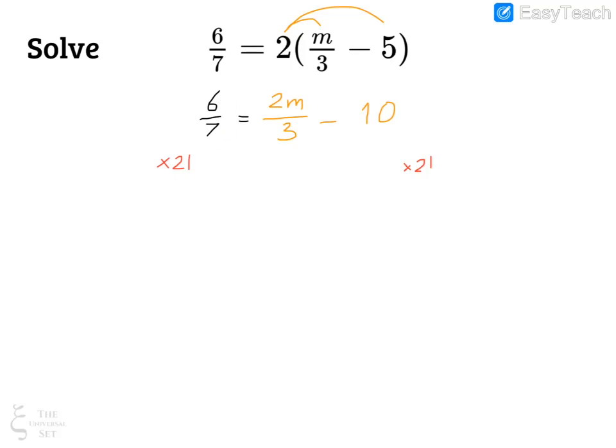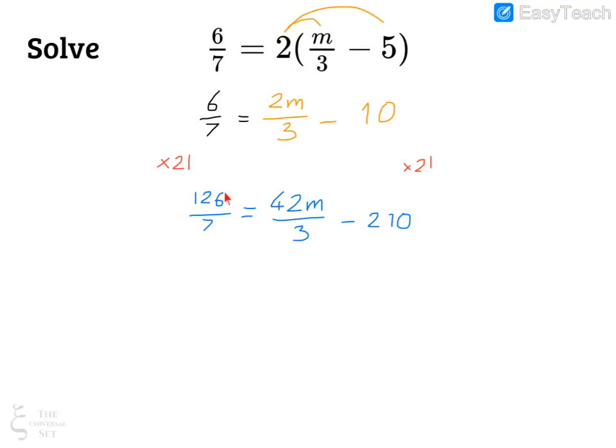6/7 times 21 is going to be 126 over 7, isn't it? Yes. So we've got, first of all, 126 sevenths, and that's going to be equal to 42 m's over 3 minus, I can do this one, 210. Okay, let's tidy up these fraction bits, because hopefully we should find that these are now nice whole numbers.